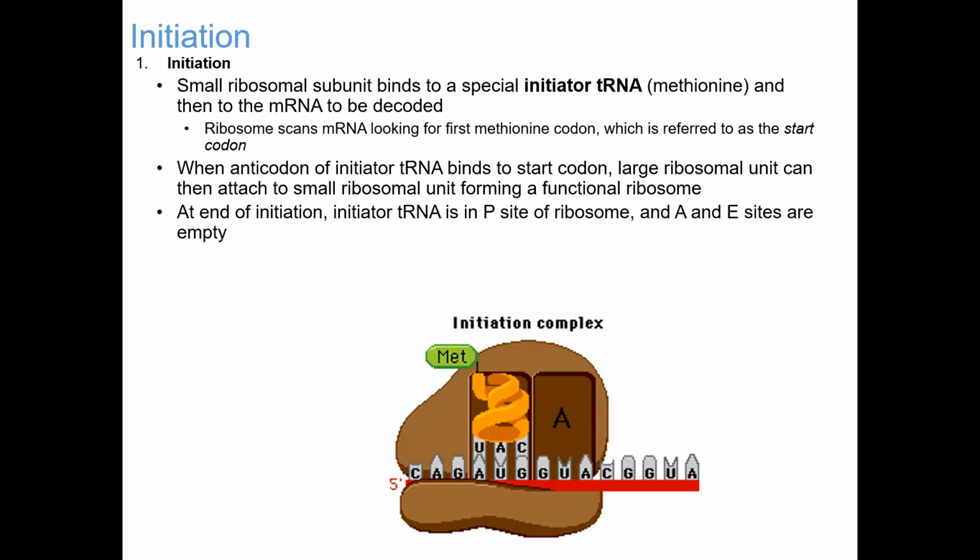Methionine has UAC and it will land on AUG. So if the initiator codon on the messenger RNA is adenine, uracil, guanine, the transfer RNA that will land on it is the complement. Complement to adenine is uracil, complement to uracil is adenine, complement to guanine is cytosine. So the transfer RNA with the complementary anticodon will land on the messenger RNA on top of the complementary codon.